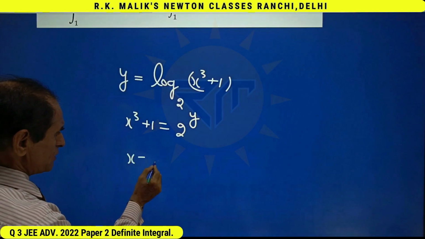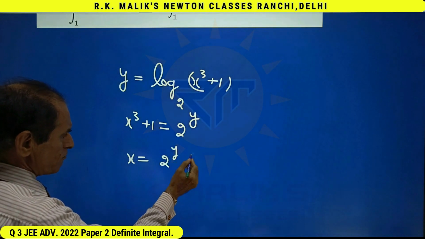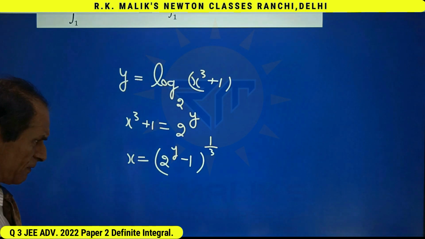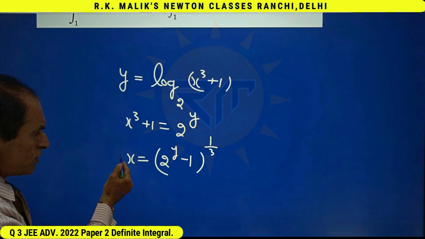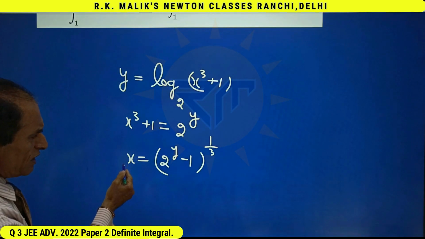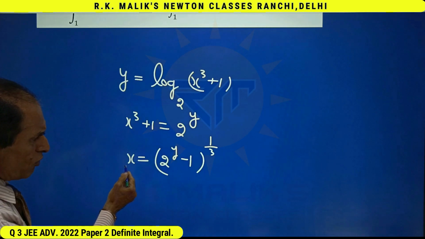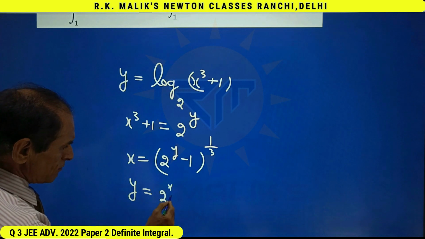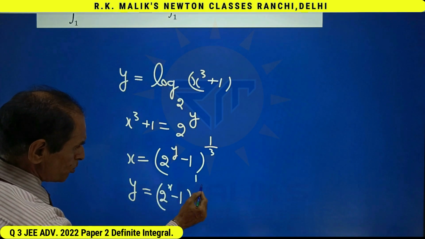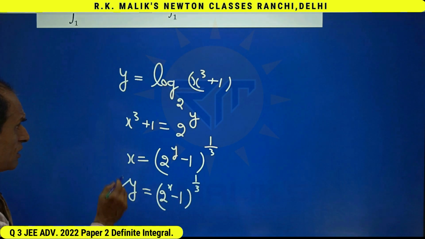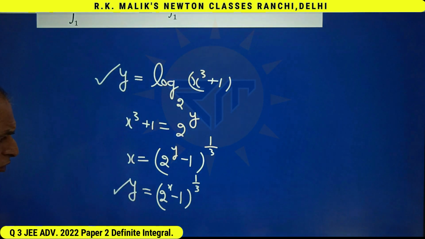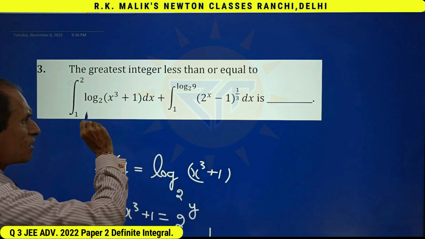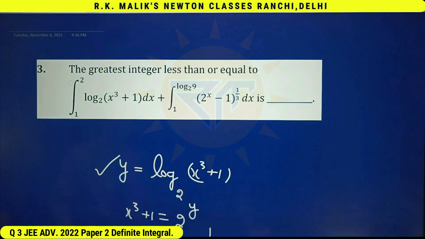This means x equal to (2 to the power y minus 1) whole to the power 1 by 3. And now writing y for x and x for y, I get y equal to (2 to the power x minus 1) whole to the power 1 by 3. This function is the inverse function of this function. Hence now we are confirmed that these two functions are inverse functions of each other.